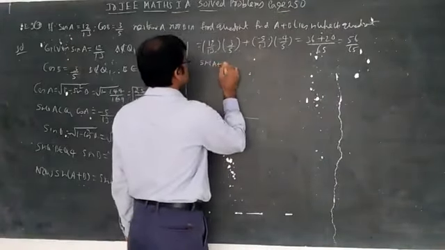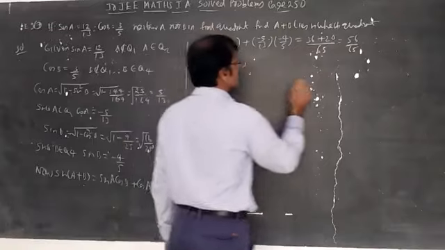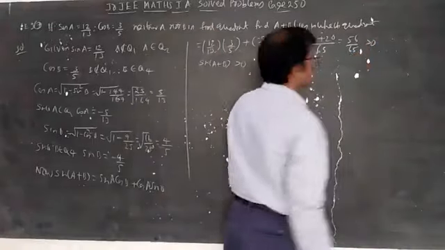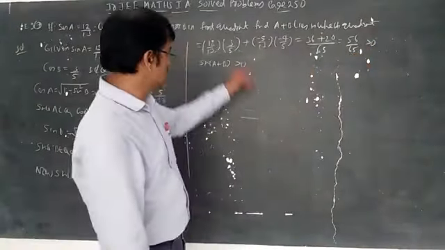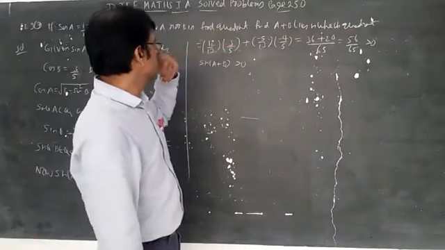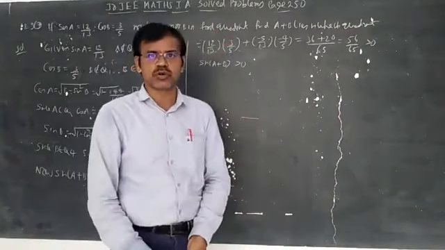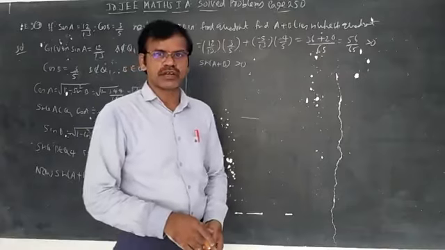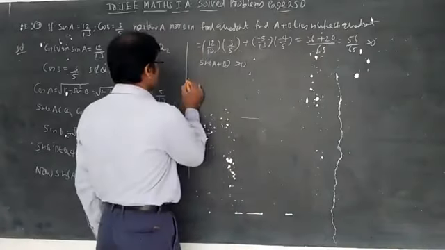So the A plus B angle is greater than 0, and A plus B may be in the first or second quadrant. The question asks to find in which quadrant A plus B lies, so you need to calculate cos of A plus B also.